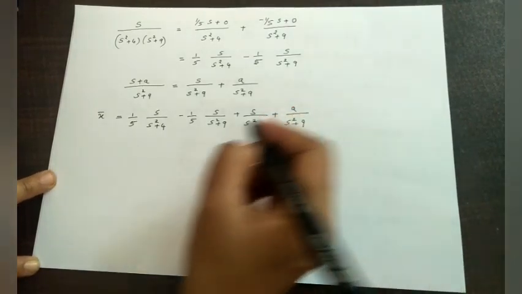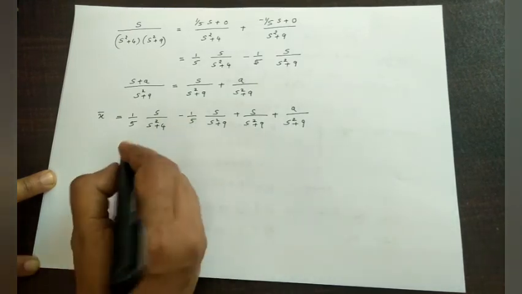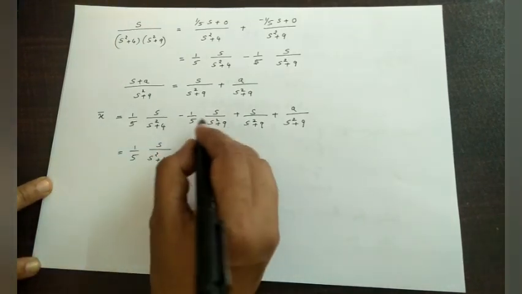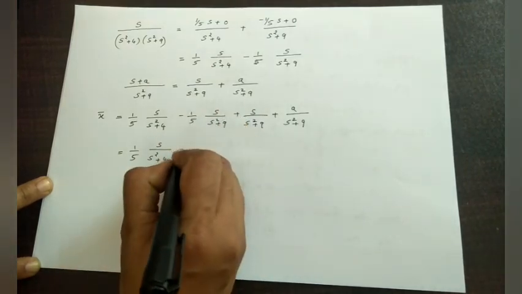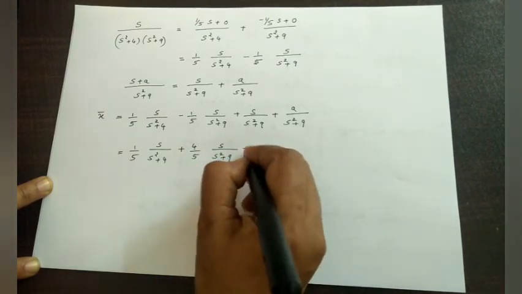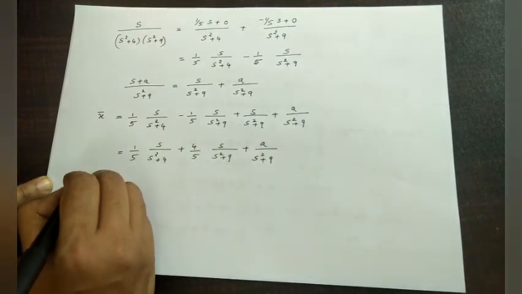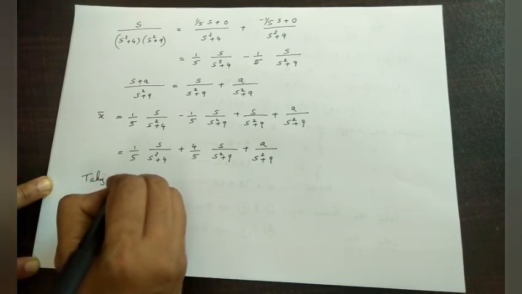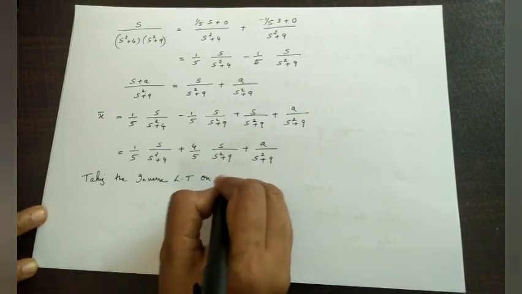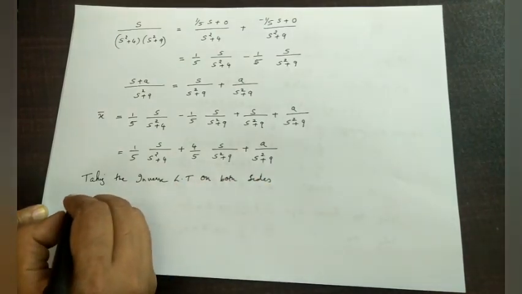Now adding the second and third term we'll get 1 by 5 s by s square plus 4 plus, minus 1 by 5 plus 1 is plus 4 by 5, s by s square plus 9. Third term is a by s square plus 9. Now the last step is taking the inverse Laplace transform on both sides, for each term.